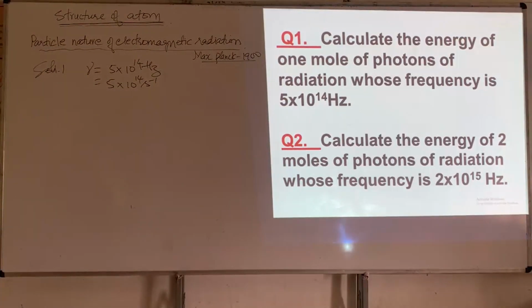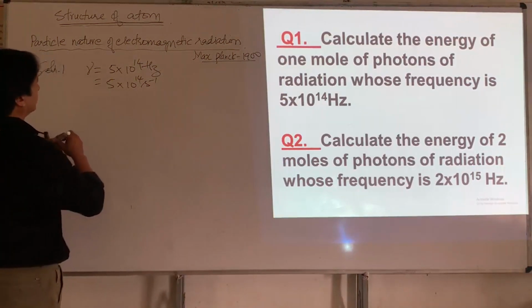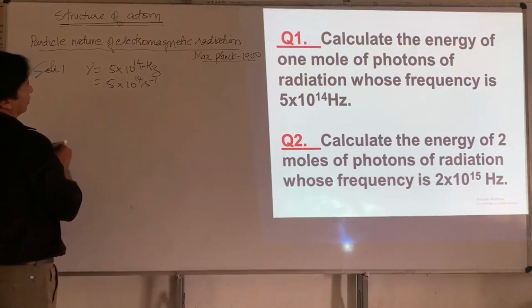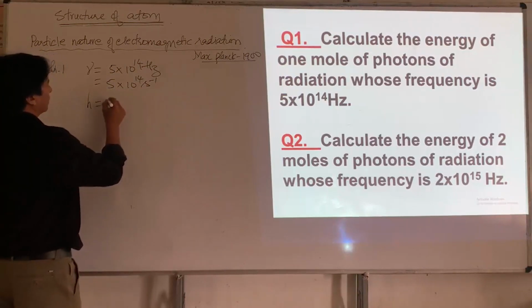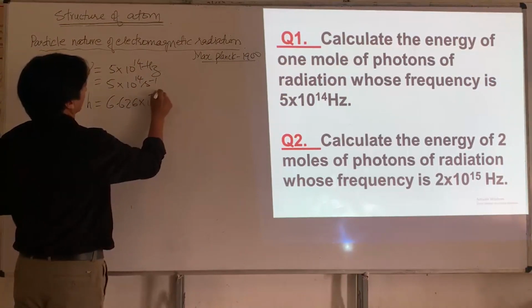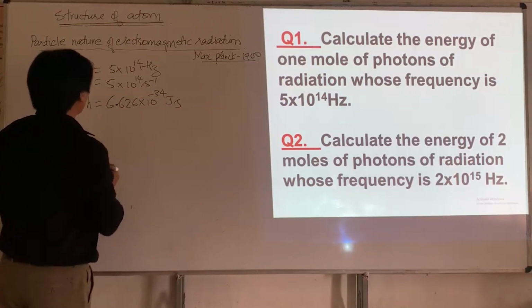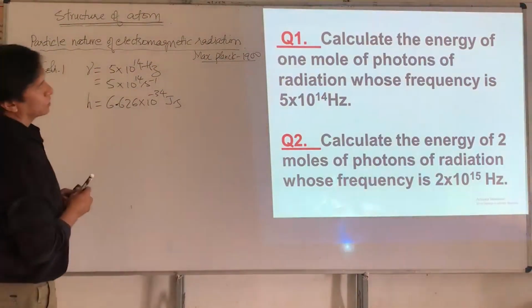Now the next thing, you just have to calculate the energy. As far as energy is concerned, you have this expression E = h nu. h, you know, is the Planck's constant. Its value is 6.626 × 10^-34 joule seconds, right? Now you can easily calculate the energy of 1 photon.